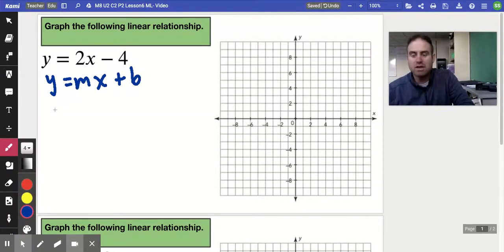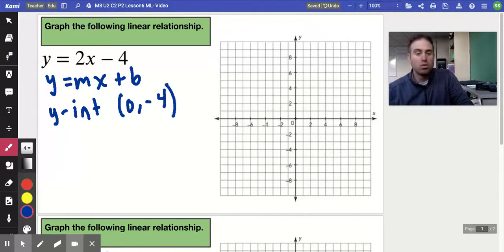So what that means is that our y-intercept, since our b value is -4, is going to be (0, -4). So we know that our line will hit the y-axis at -4. So right here at this location.